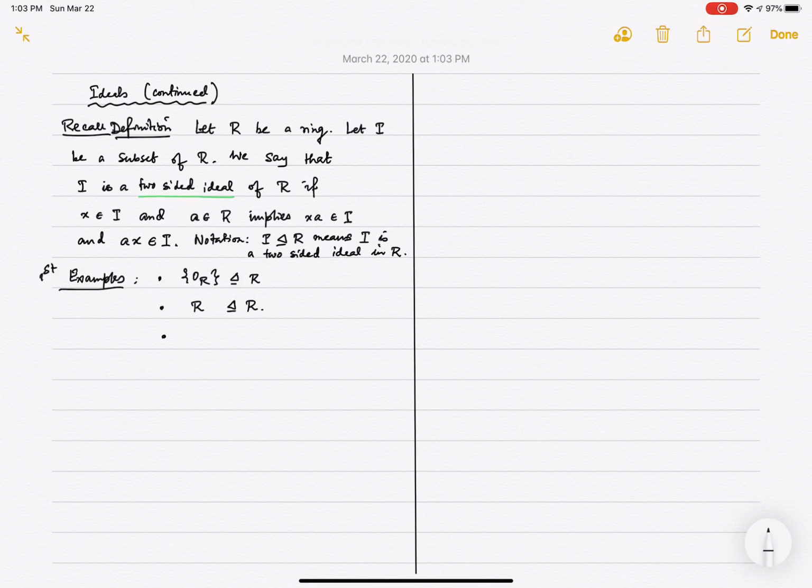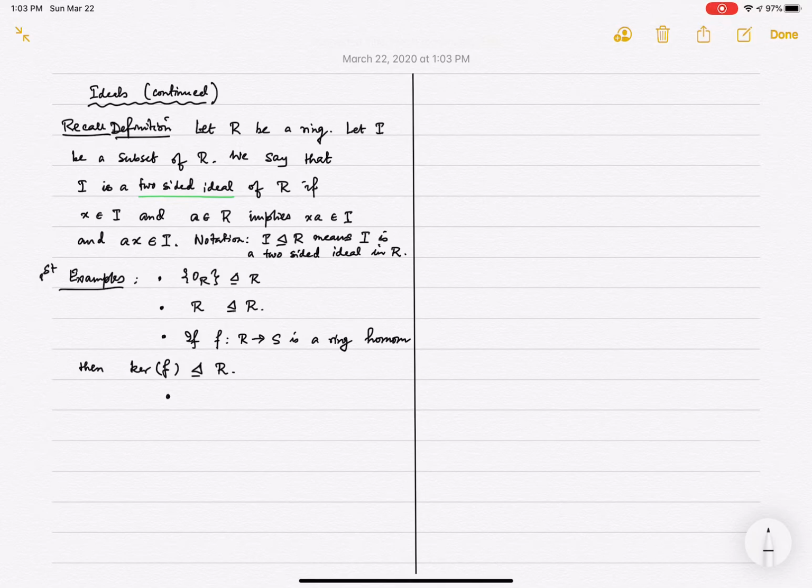The main source of examples is kernels of homomorphisms. So let's write down that completely. If f from R to S is a ring homomorphism, then the kernel of f is an ideal, a two-sided ideal in R. This was the content of the lemma we proved last video. So since you have seen many examples of ring homomorphisms, you have many examples of ideals now. Just compute the kernels of those. But we can write some down explicitly.